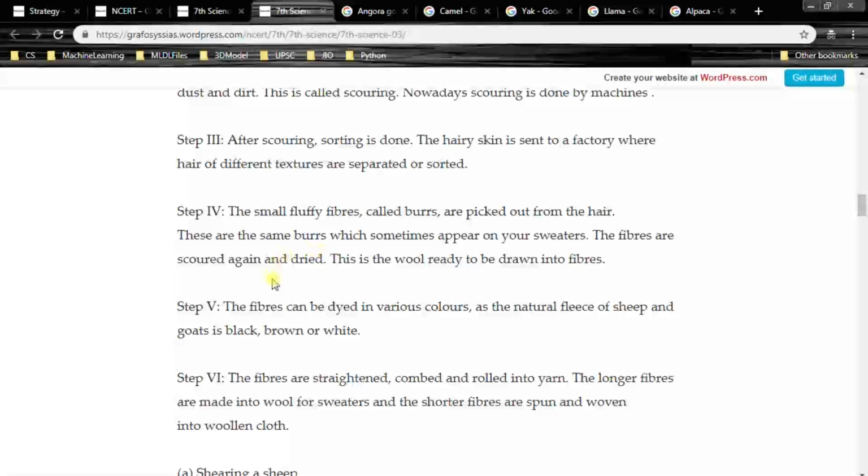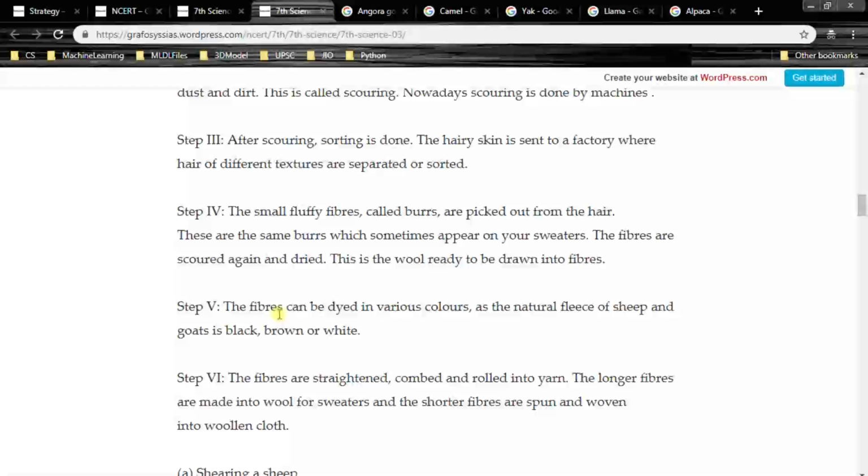In the fourth step, the small fluffy fibers called burrs are picked out from the hair. These are the same burrs which sometimes appear on your sweaters. The fibers are scoured again and dried. This is the wool ready to be drawn into fibers, right? So small fluffy things which are called burrs are picked out from the hair, right? Then it is scoured again.